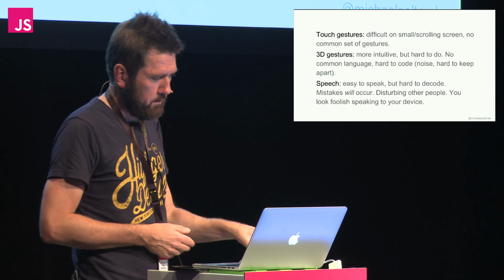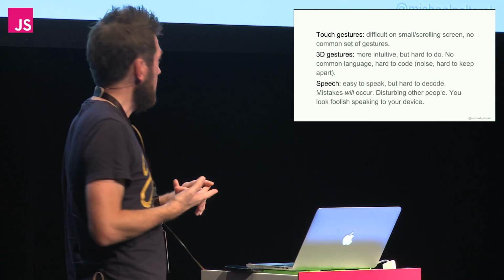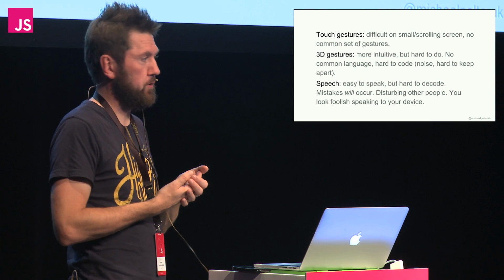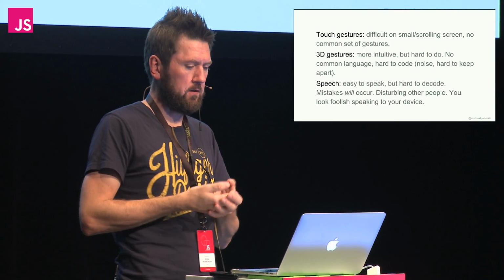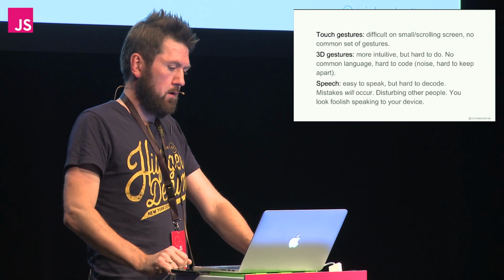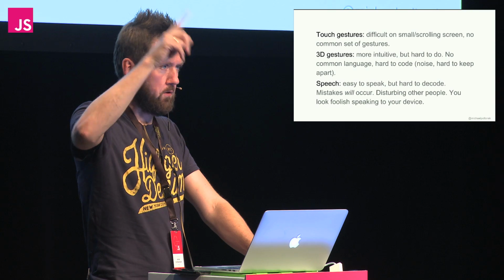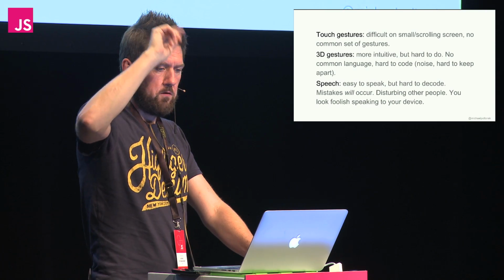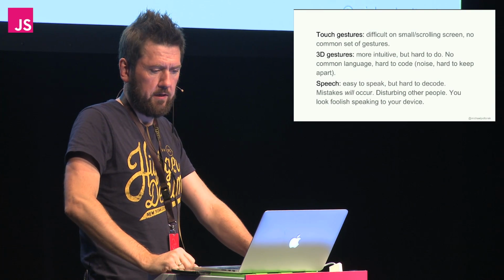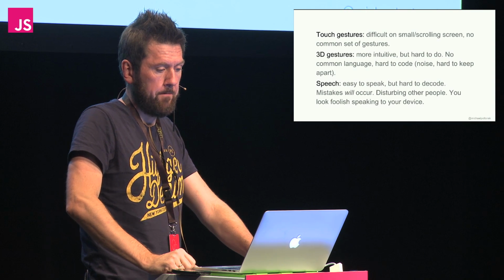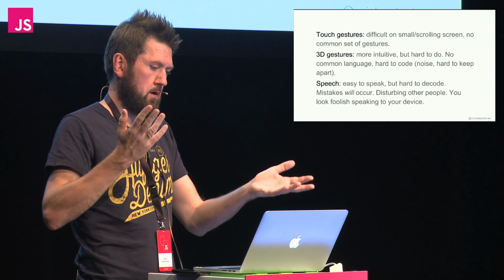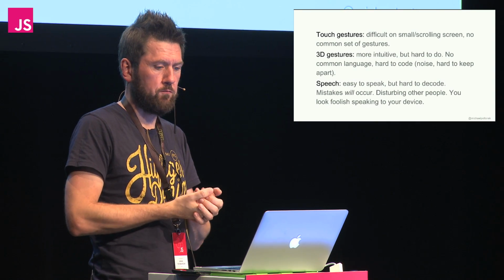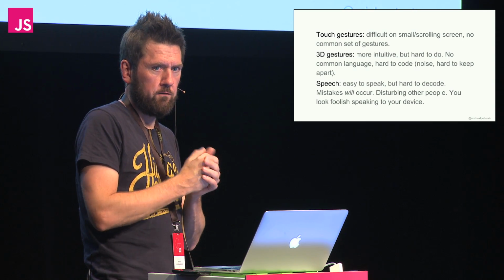Then there are the gestures, both 2D gestures and 3D gestures. They lack a common language. We don't have a common set of interactions or gestures that mean something, and so that's a challenge. Also, they are quite hard to do on screen, as you saw. If you have a scrolling search result and you have to draw a circle or a triangle or something, it's not very easy to interact with. Also, 3D gestures are quite hard to code and to separate noise and different interactions from each other. So there's really a lot of challenges involved.